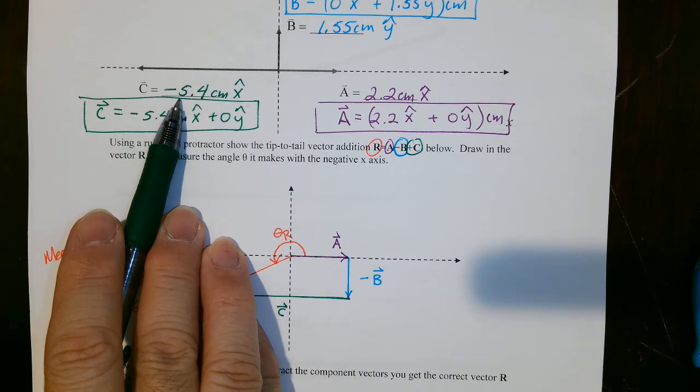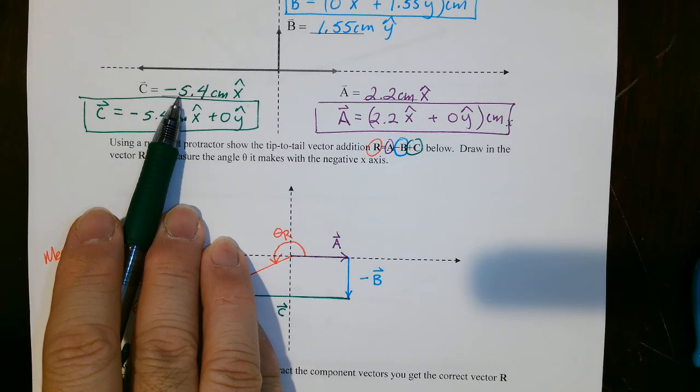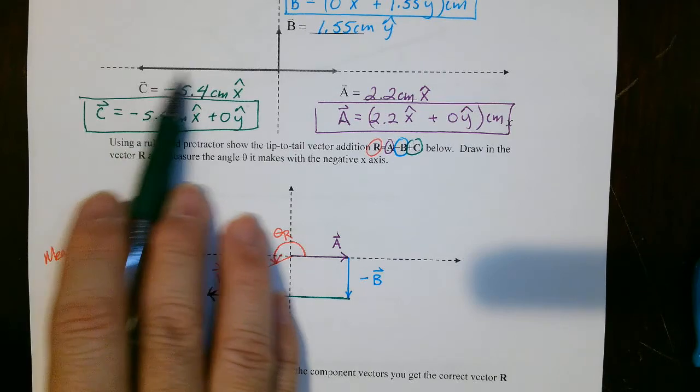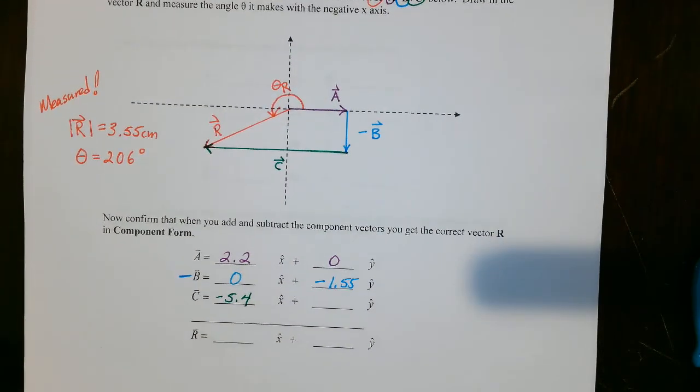Oh, okay. Yep, got it. Because it is already negative. That is my C vector, right? Good. Any other questions? All right. Good.